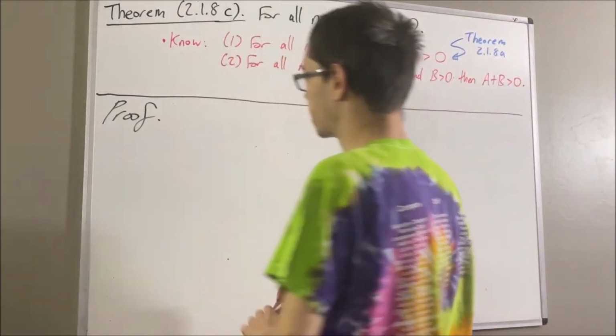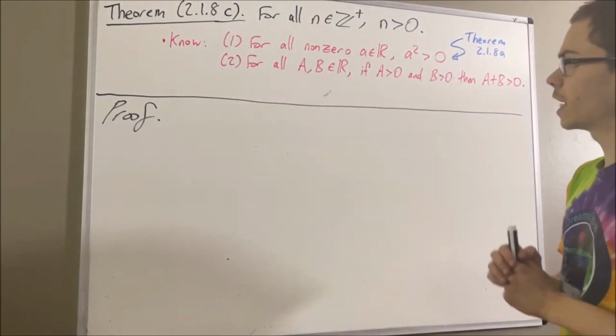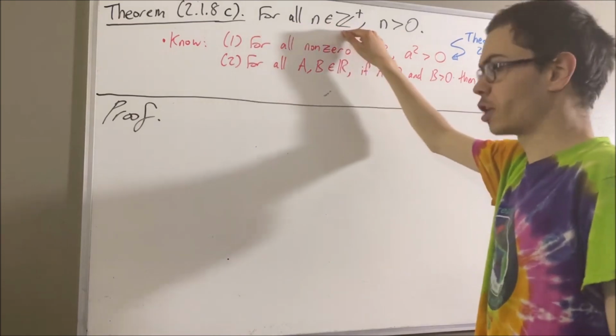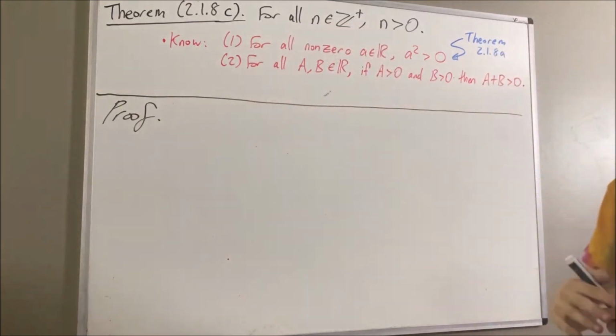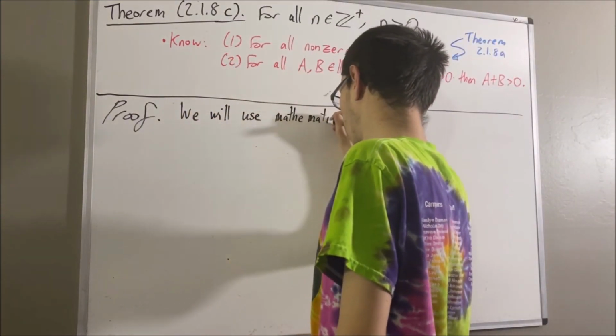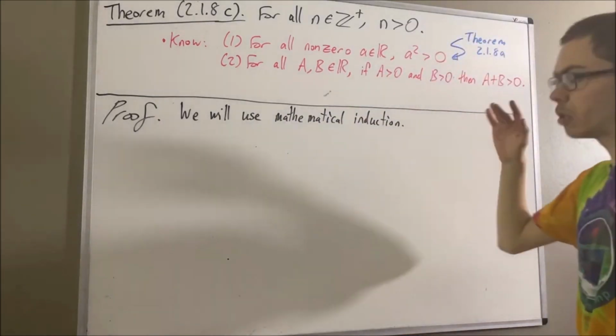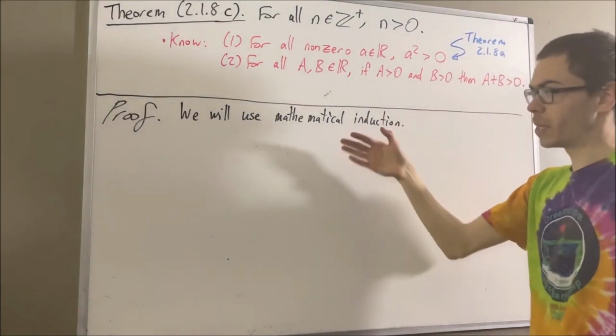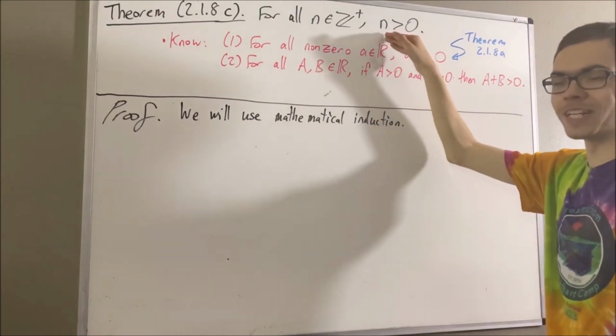Okay, so now let's get into proving the theorem. We're trying to prove a statement about all positive integers, so we're going to use induction. Let's start out with the base case. In the base case, we're trying to prove that 1 is greater than 0.